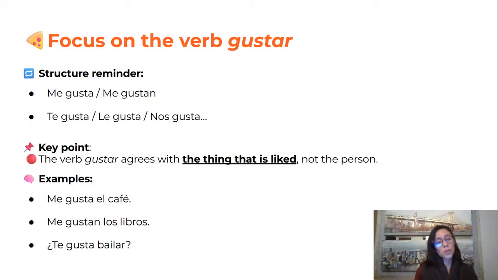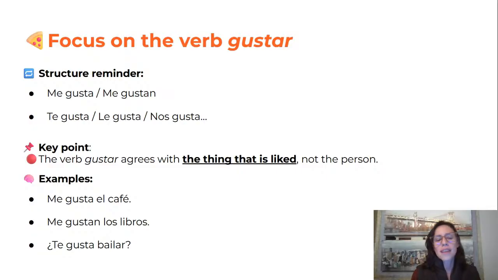The verb gustar agrees with the thing that is liked in number. Me gusta el café, me gusta because it's just one coffee. Something that likes to me, like, oh, the coffee does the action of liking to me. It doesn't make sense in English at all, but it's more or less the logic. Me gustan los libros, I like the books. Adjusting the conjugation of the verb gustar to the number of the noun we're talking about.